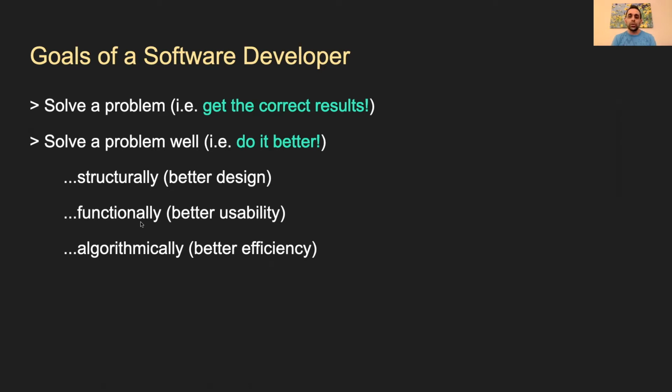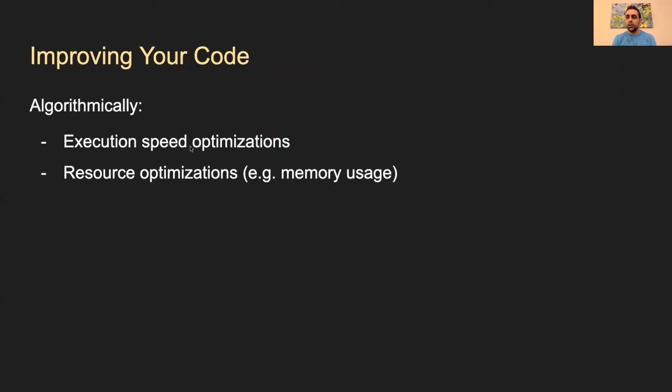We also talked about functionally. This is more geared towards your end user. Basically, what features do you offer to your end user through your software solution? Also, how intuitive it is. We talked about UI, UX design, which is a huge component of functionally improving your code. But the final bucket that we touched upon was algorithmically. And that's actually going to be the focal point of this lecture. So let's talk about it further.